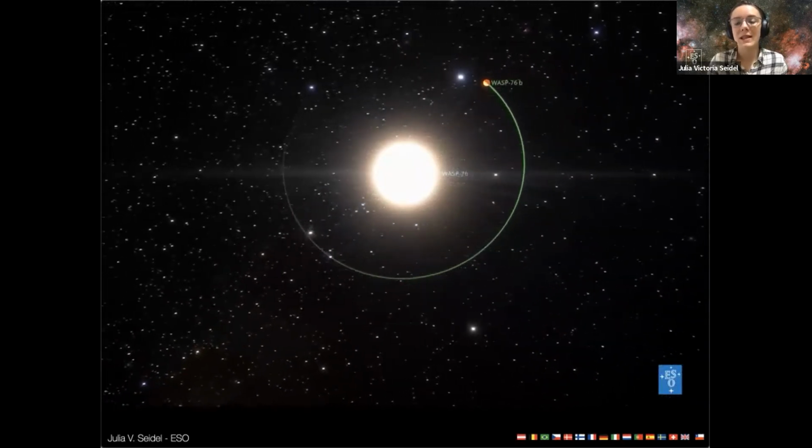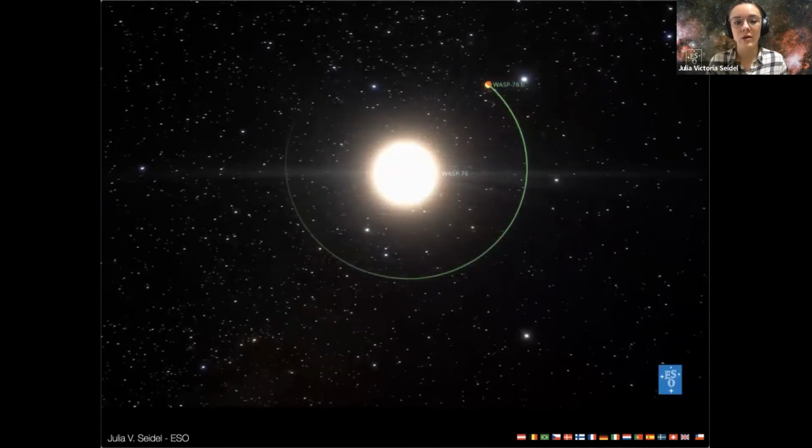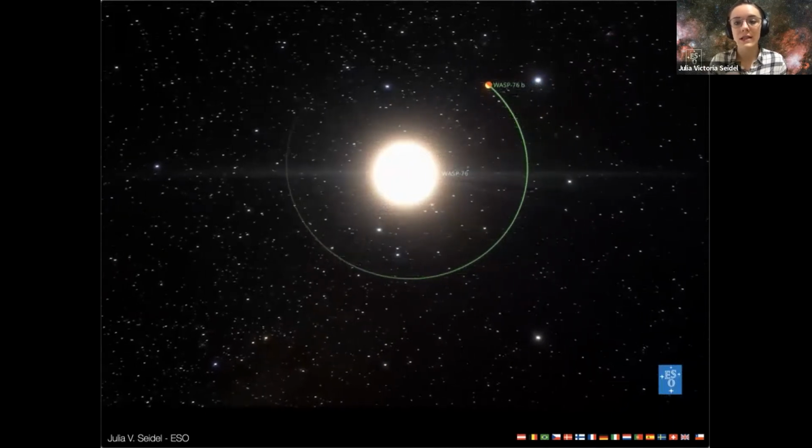But it also means that the planet is tidally locked. So like our moon, it's always the same side that faces the star, which means that one side is always blasted by this absolutely gigantic amount of solar irradiation, and the other side always faces the universe and is therefore much colder.